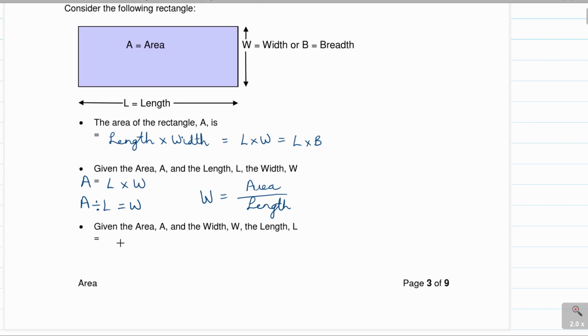Now if they gave us the area and the width and we need to find the length. So they gave us the area and we have the width and we need to find the length. Again, we would do the same thing as before. We would carry the width on the other side. And because we are multiplying by the width, we do the opposite. We will divide by the width here. And that will give us the length. So the length is equal to the area divided by the width.